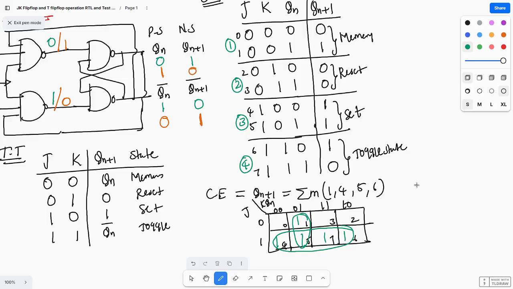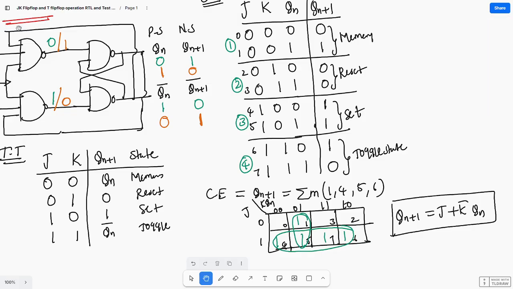Quad will eliminate two variables, you know that, no? So here K and Qn are eliminated. So what is Qn plus 1? Qn plus 1 you can write as J plus, pair will eliminate one variable, so K bar Qn. This is the characteristic equation. If you get the characteristic equation, you can draw the logic diagram also.